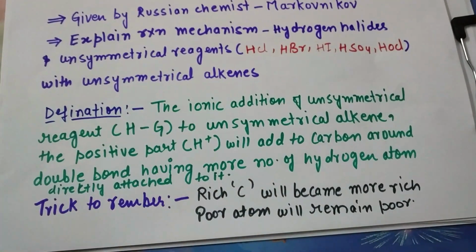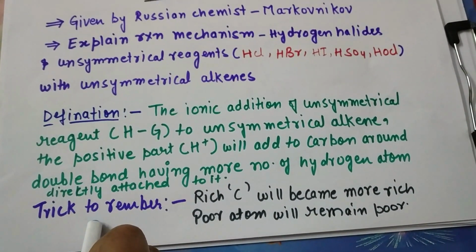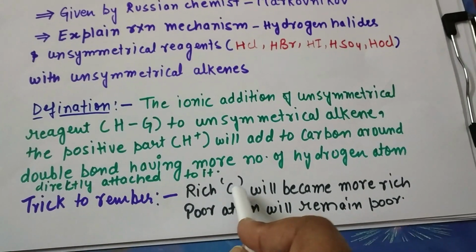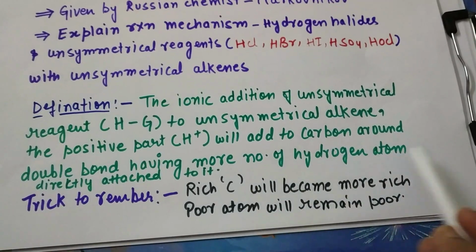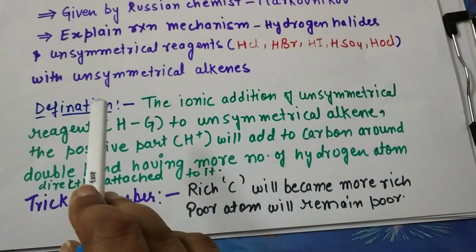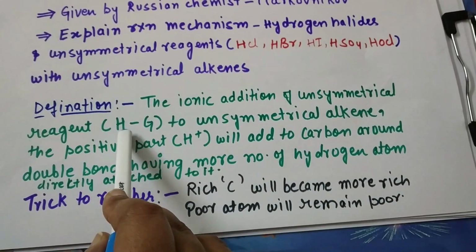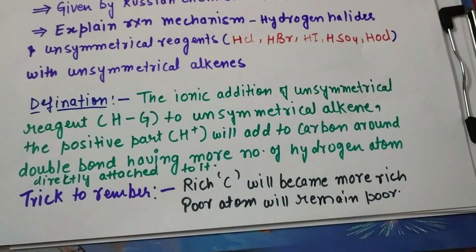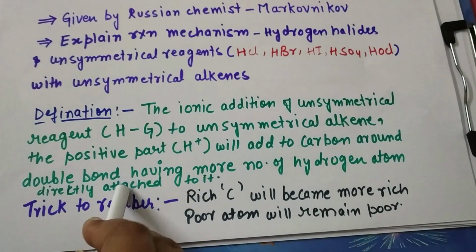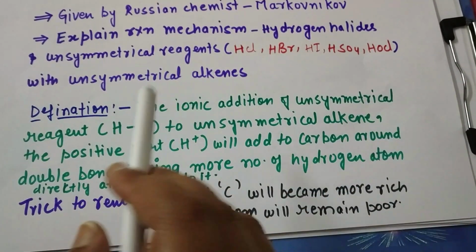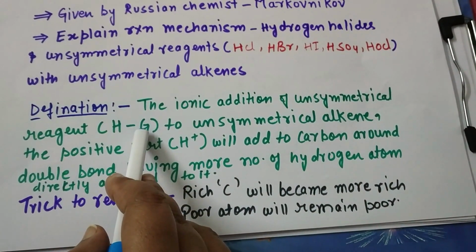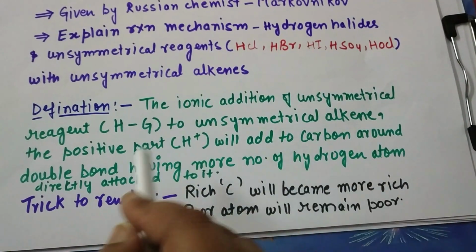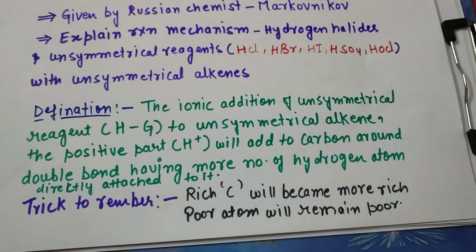So simply, if you want to remember this Markovnikov rule, just learn that the carbon which is rich in hydrogen will become richer. Means, from the reagent, the hydrogen will be added to the carbon which is more rich in hydrogen, and the poor atom will remain poor, means the other part of the reagent will be added to the other atom which has less number of hydrogen.